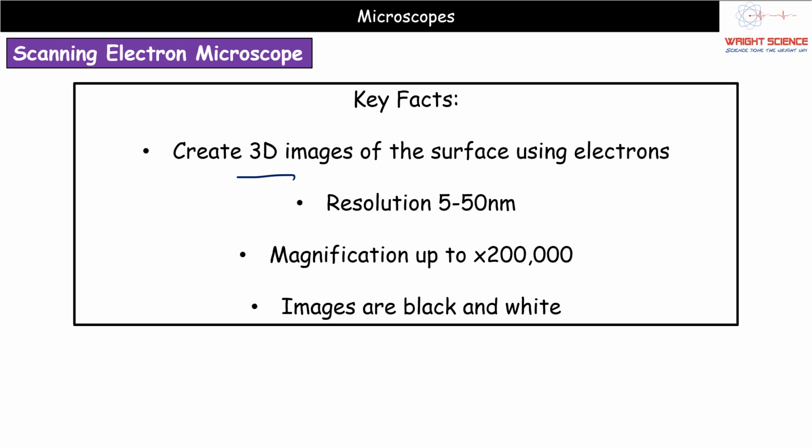So we do have some key differences between our scanning and transmission electron microscopes. Your transmission electron microscope is the one that has the greatest magnification and resolution, whereas your scanning electron microscope gives you a three-dimensional image of a surface. So two different uses for the different types of electron microscope there.